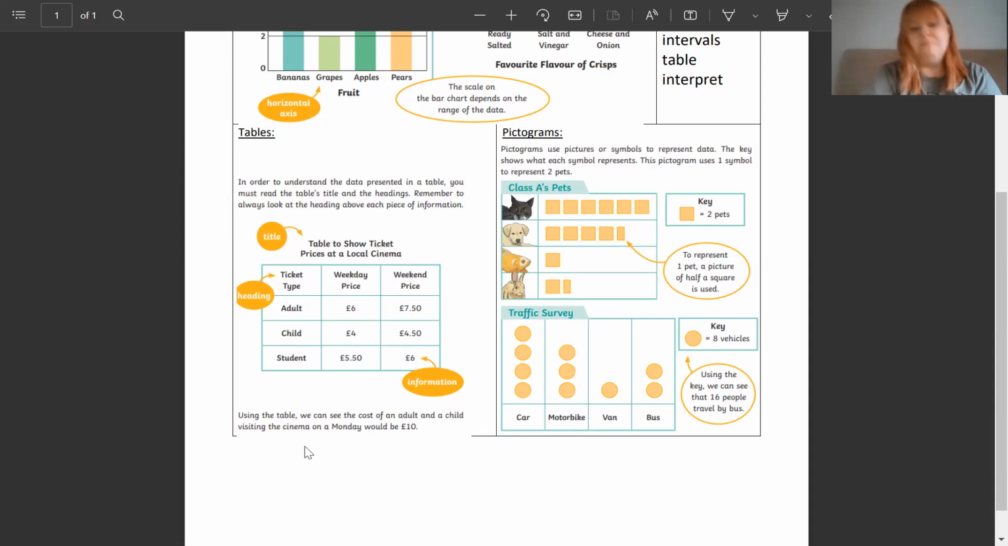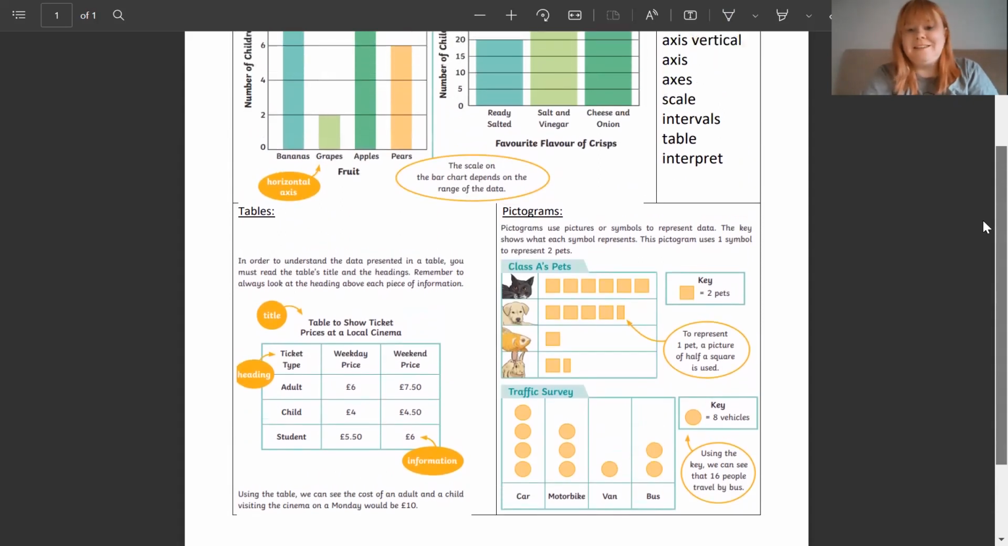Using this table, we can answer questions about it. In this example, if we look for the price of an adult and a child going to the cinema on Monday, knowing that Monday is one of our weekdays, I can have a look here. I've got £6, £4, so that overall total will be £10. So you can see I have used the values in the data to help me answer questions.